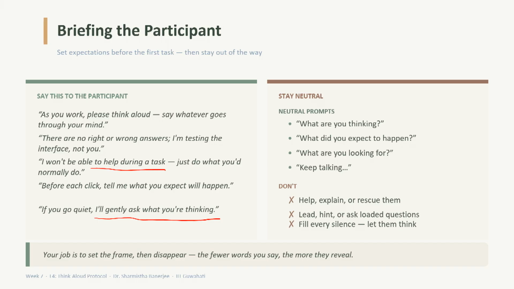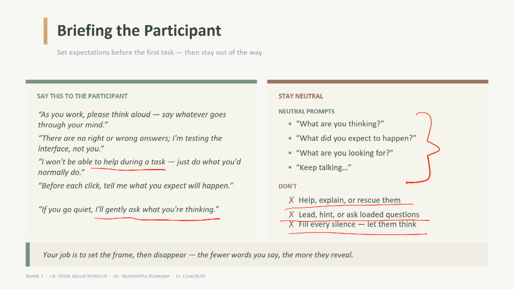When you are going to give them nudges, you have to give them neutral nudges. So your neutral nudges can be worded in this particular fashion: What are you thinking? What did you expect to happen over here? What are you looking for? Please keep talking. Don't use words like help or explain, or try to rescue them, lead, hint, or ask loaded questions, or try to fill every silence. Give them some time to think. It is also important. Some pauses are okay because that is what is required.